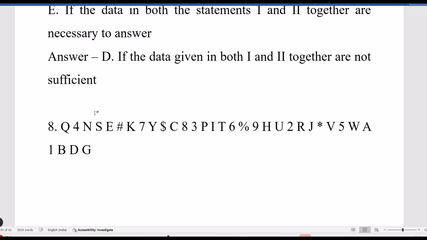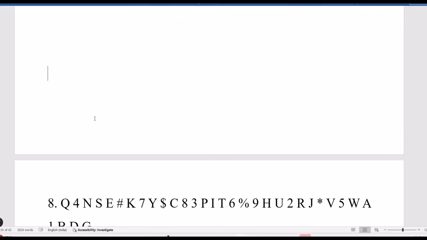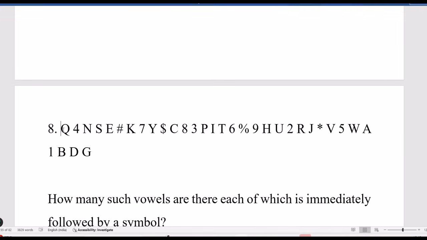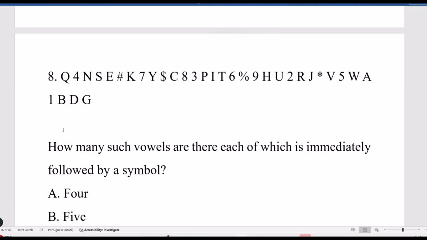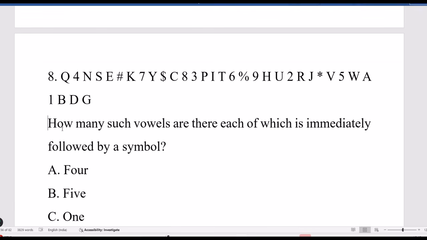Next, there is a certain type of alphanumeric symbol test. They'll give certain letters, numbers, and symbols in a particular order. They'll give a condition. How many vowels are there which are immediately followed by a symbol? Vowel followed by symbol. I have to see how many such are there.